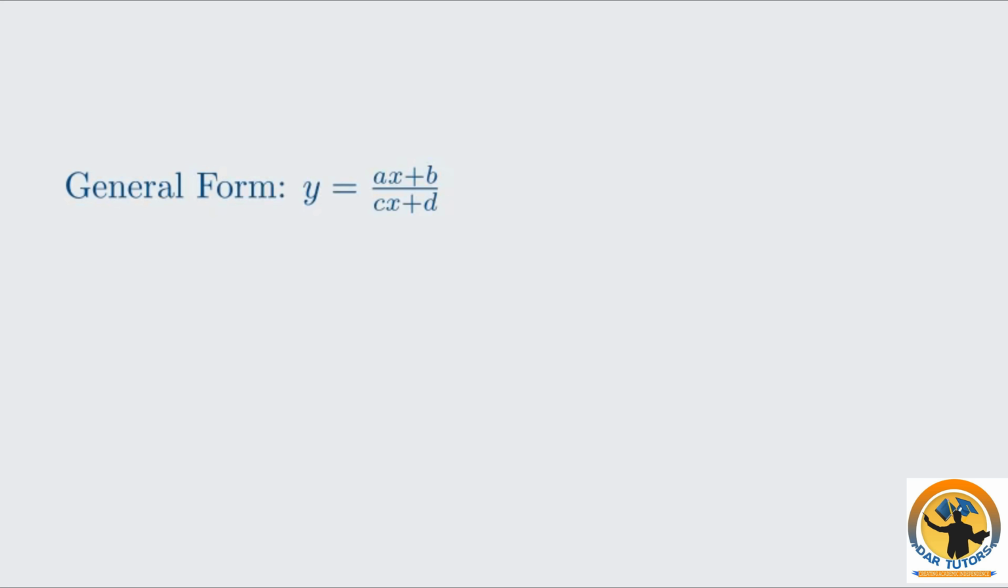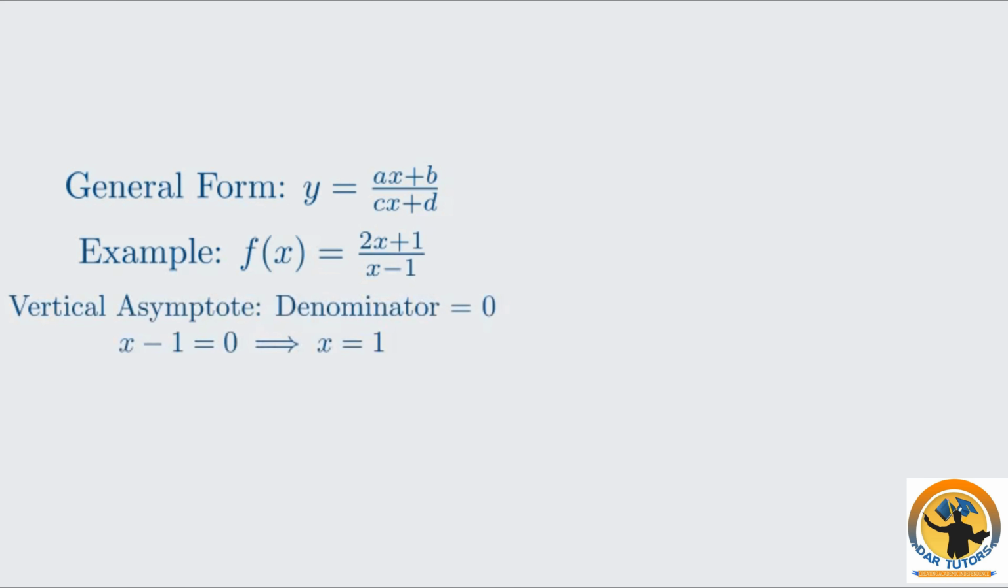Let's now look at the general form of a rational function, y equals ax plus b over cx plus d, and learn how to find its asymptotes. Consider the function f of x equals 2x plus 1 all over x minus 1. To find the vertical asymptote, we look for the x value that makes the denominator 0. This is where the function is undefined. Setting the denominator x minus 1 equal to 0 gives us x equals 1. So the vertical asymptote is the line x equals 1.